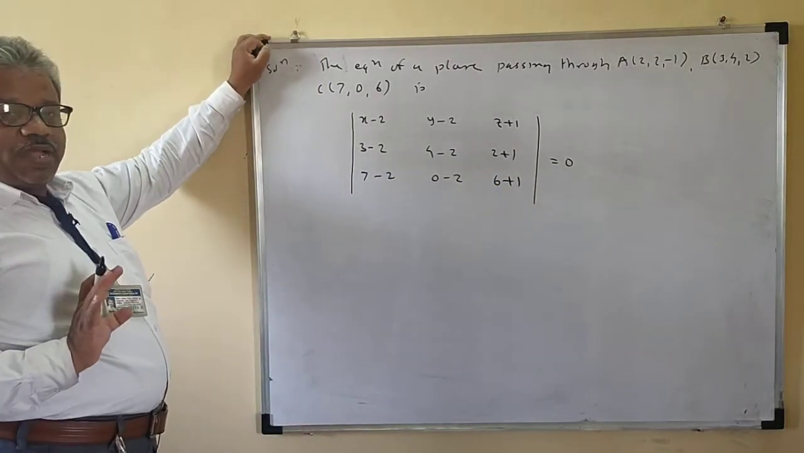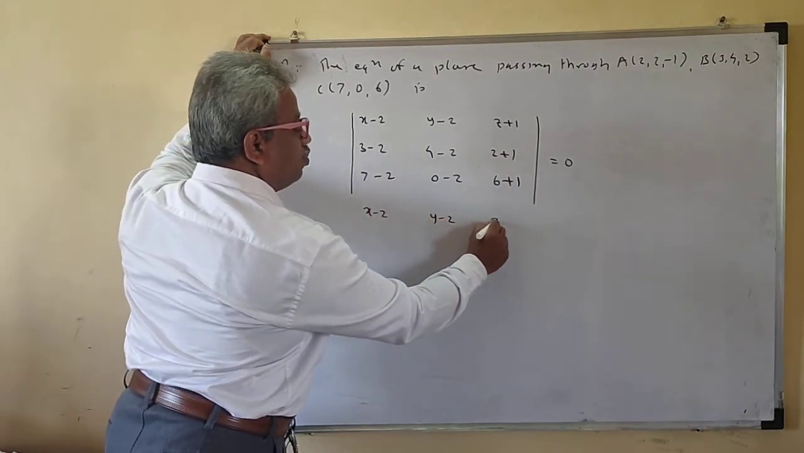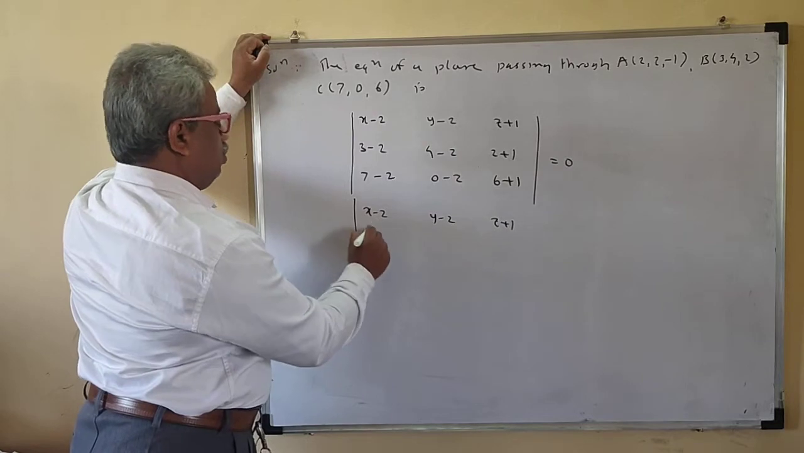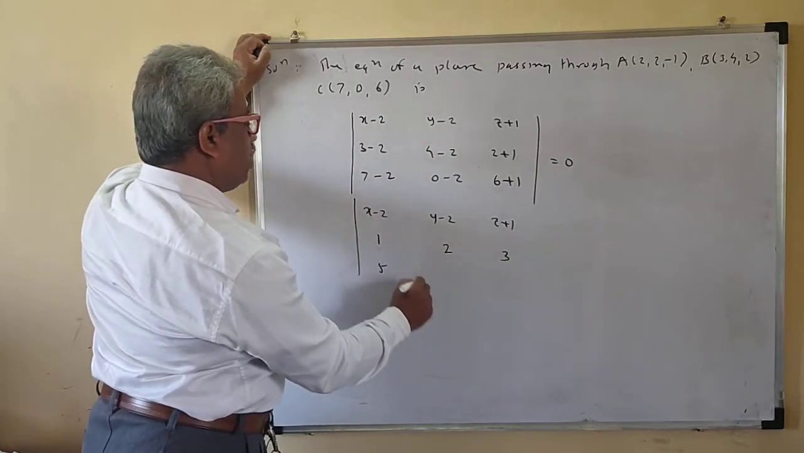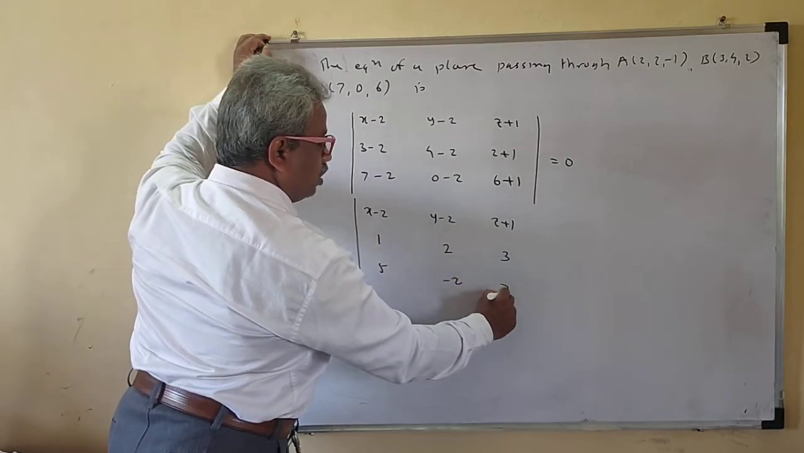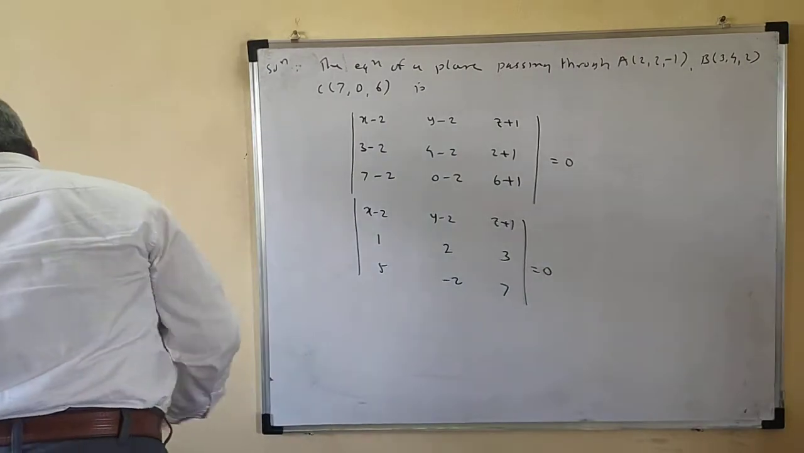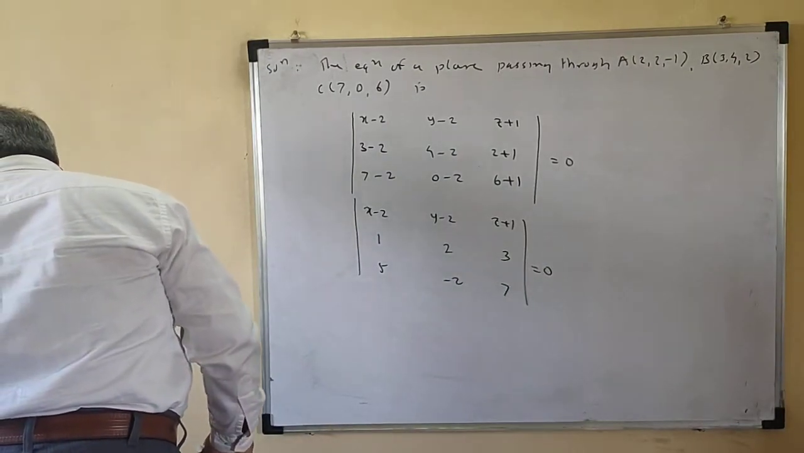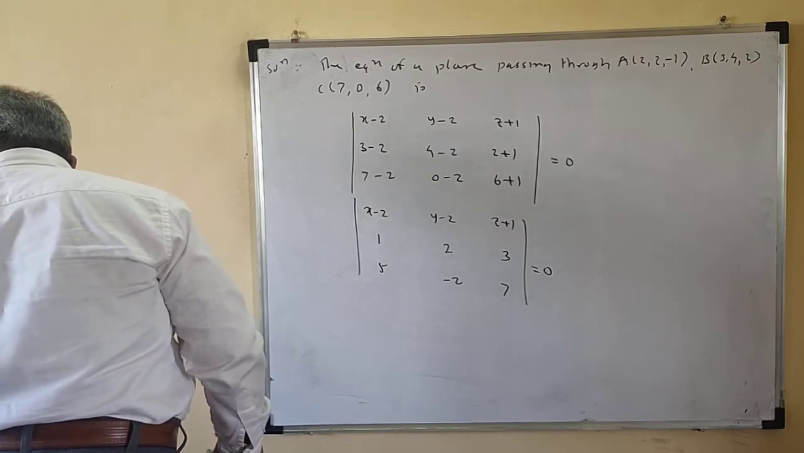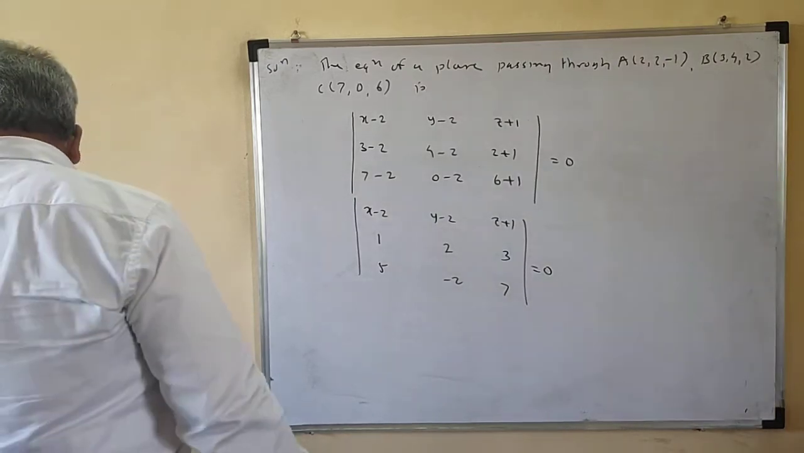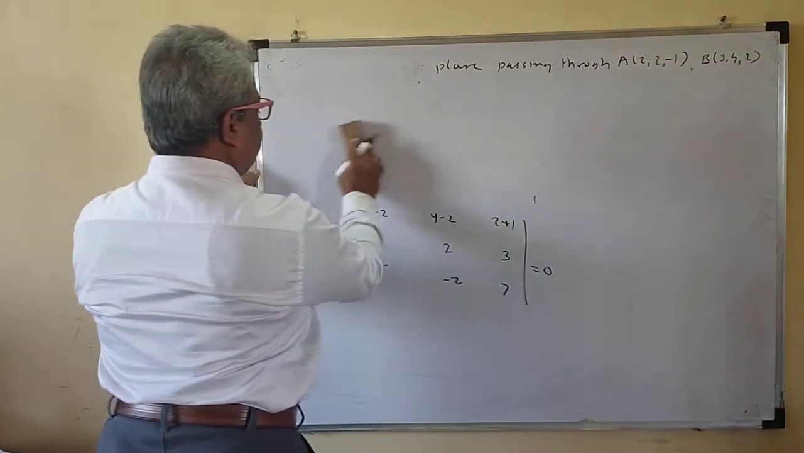So this is x minus 2, y minus 2, z plus 1, then 1, 2, 3, then 5, minus 2, 7, is equal to 0. I have to expand this determinant, and we will see how to expand it.